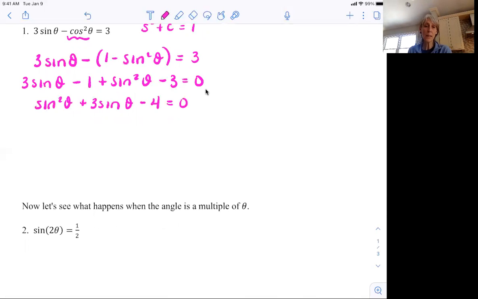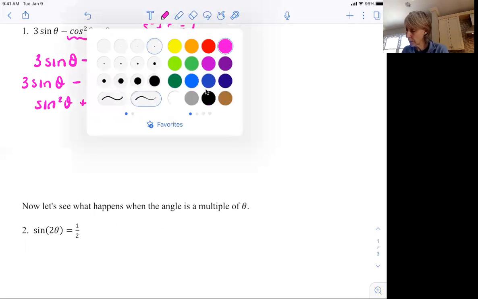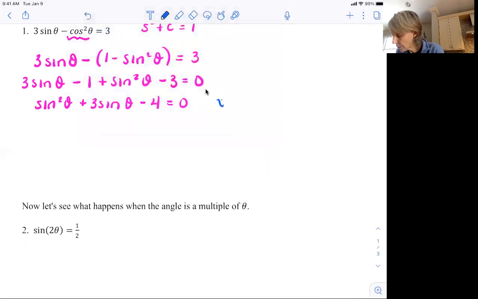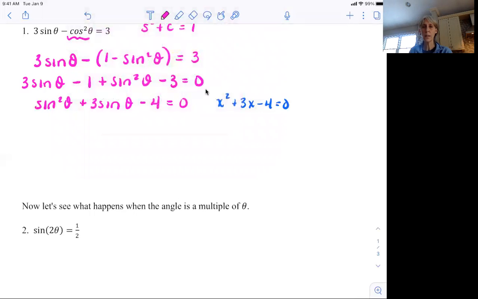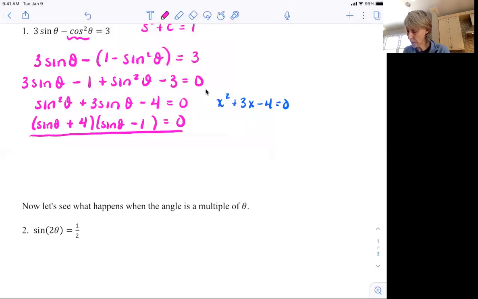And now this is basically a simple factoring. Remember, this is just like solving x squared plus 3x minus 4 is equal to 0. So think about that when you're working through these problems. If you were going to factor x squared plus 3x minus 4, you'd have no problem doing that. I put a sine theta, that's my variable. Two numbers that multiply to -4 and combine to give me +3: plus 4 and -1. I want to set each factor equal to 0.